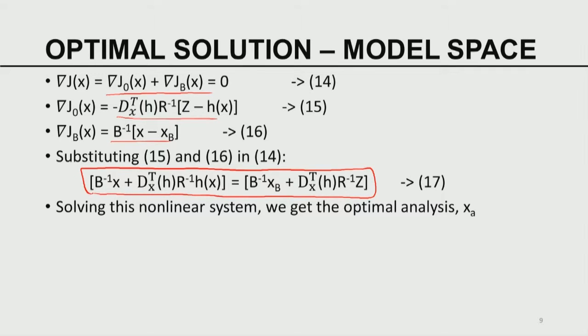Now look at this now. The right hand side involves xb, z, B, Jacobian of h and R, everybody is known. And the left hand side, B is known, R inverse is known, Jacobian of h is known, x I don't know, x I don't know.